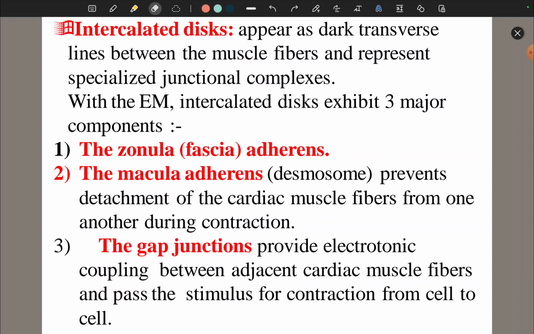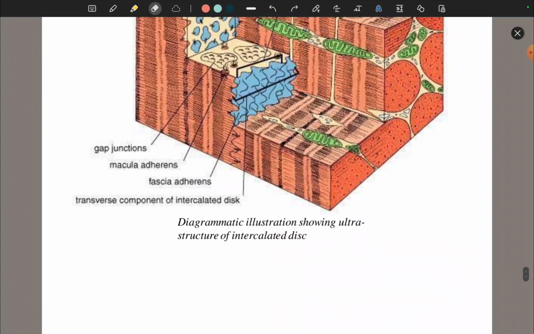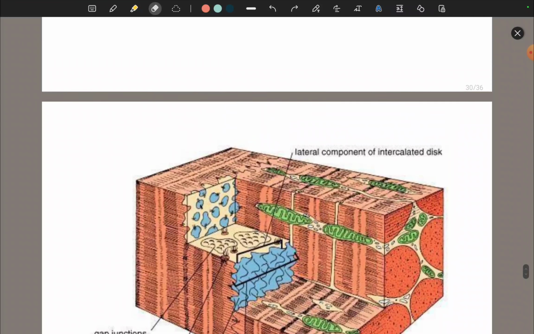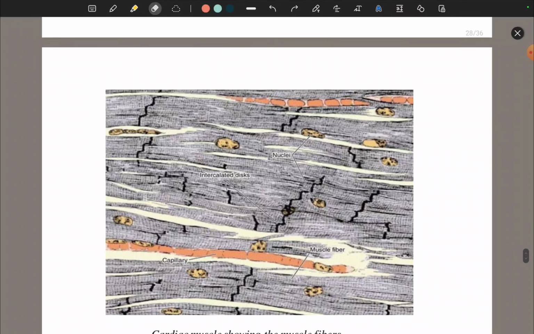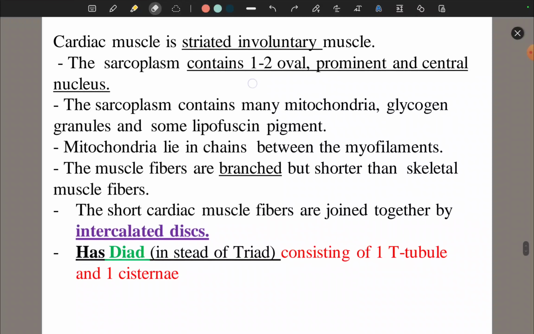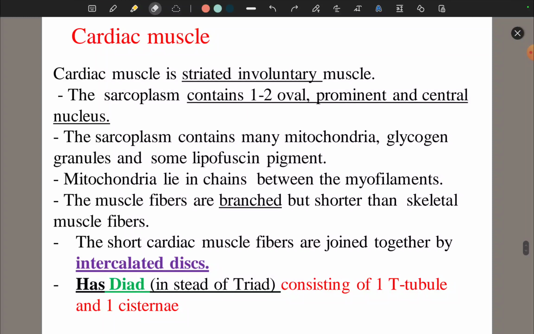The cardiac muscle has diads, not triads. The sarcoplasmic reticulum, the T tubule, the terminal system. Yes. So this is important.